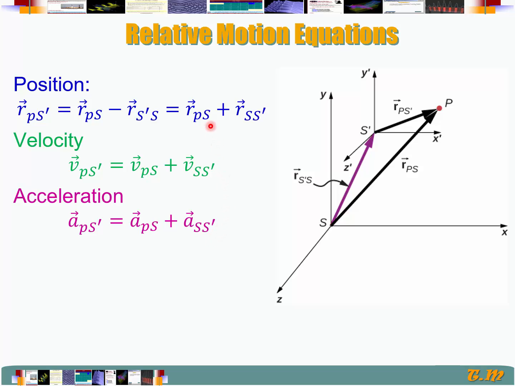So basically these equations are giving us the relationship of the position of this point here relative to both S and S prime, the velocity of this point here relative to both S and S prime, the relationship between them, and the relationship of the acceleration of this point relative to S and S prime, the relationship between them.